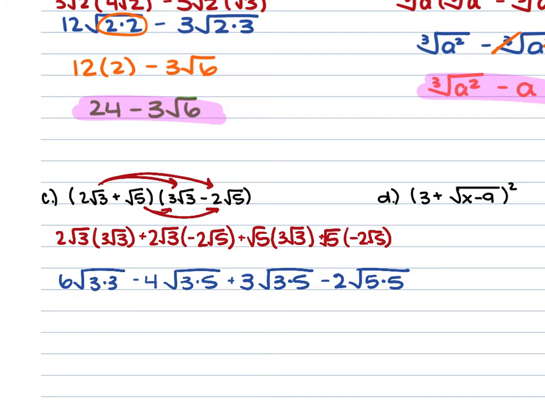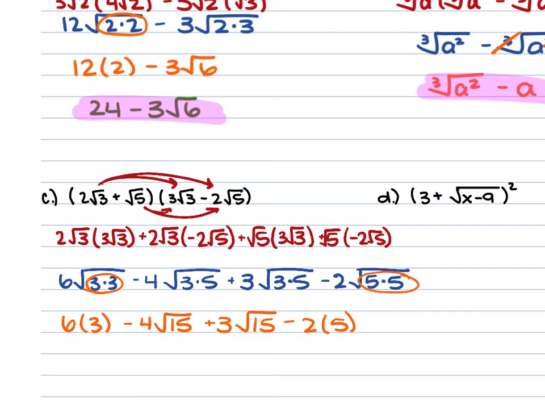Simplify this. For the 6 square root 3 times 3, you have a pair, so that becomes 6 times 3. For the negative 4 times the square root of 3 times 5, that simplifies to be negative 4 square root 15. For the 3 square root 3 times 5, that's a positive 3 square root 15. And for the negative 2 square root 5 times 5, you have a pair of 5, so that's negative 2 times 5. You just keep the 5.